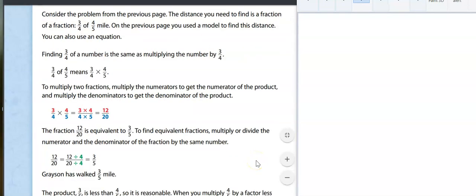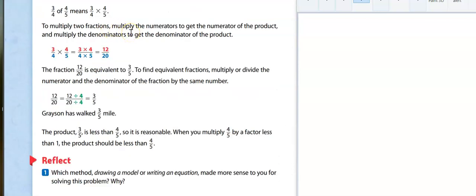So let's consider the problem from the previous page. The distance you needed to find is a fraction of a fraction, 3/4 of 4/5 mile. On the previous page, we used a model, which was a number line, to find this distance. You can also use an equation or a form of standard algorithm to find a fraction of a fraction while multiplying fractions. Finding 3/4 of a number is the same as multiplying the number by 3/4. So that means 3/4 of 4/5 means 3/4 times 4/5.